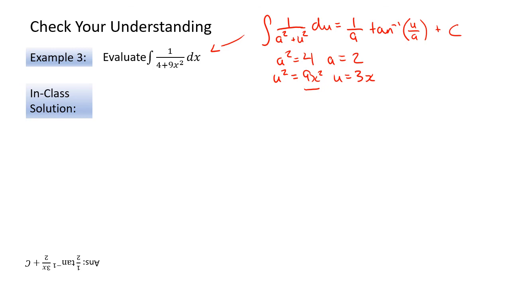Knowing this, we can now simply plug and play these terms in. What we're left with is 1 divided by a, which is 2, times tan inverse of u, which is 3x, divided by a, which is 2, plus a constant. So recognizing that format allows you to quickly solve for these.